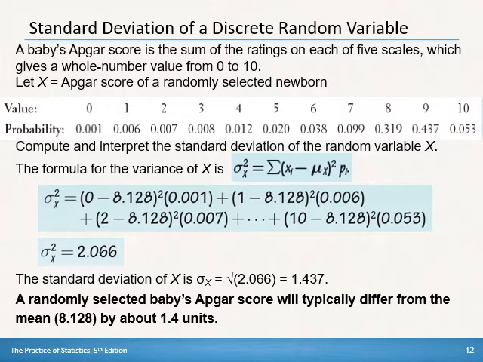And so how would we interpret that? A randomly selected baby's APGAR score would typically differ from the mean, 8.128, by about 1.4 units. That's how we interpret all standard deviations, right? It's the typical deviation from the mean, in this case, the mean or expected value.